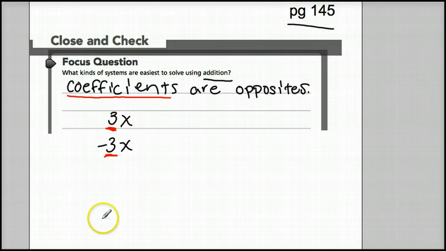All right, so go ahead and get started on your 6.5 homework. Remember, you need 70% accuracy or higher in order to get full credit, and you need to show your work on a separate piece of paper.